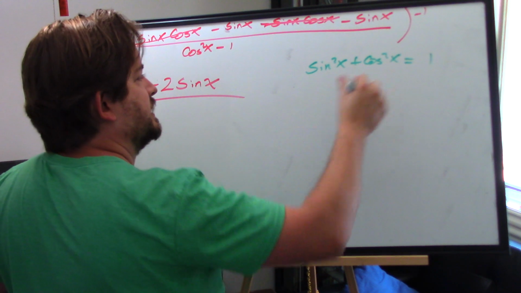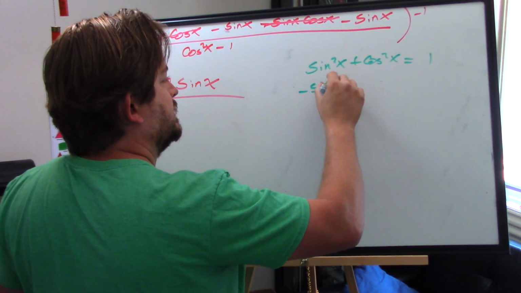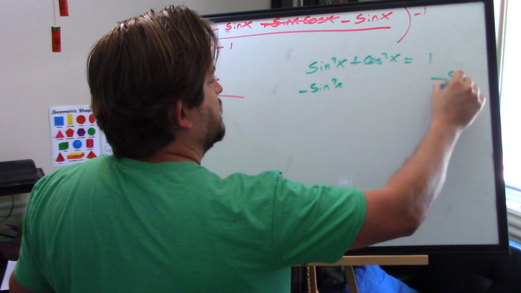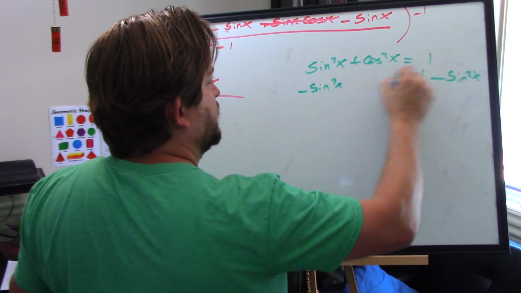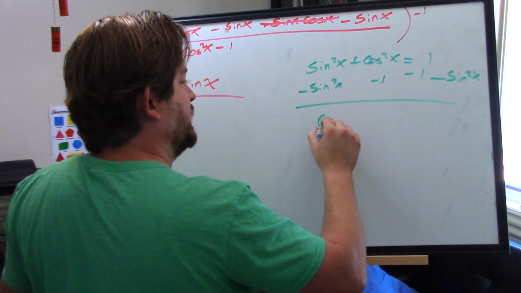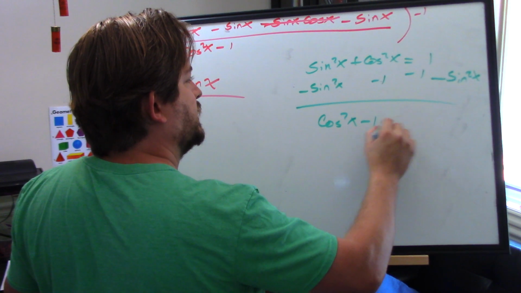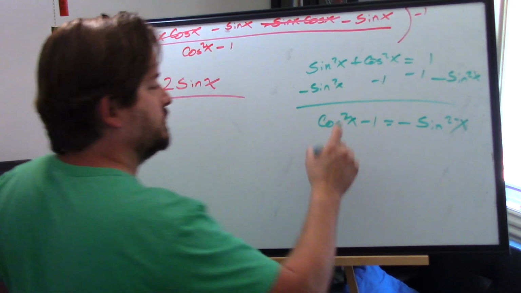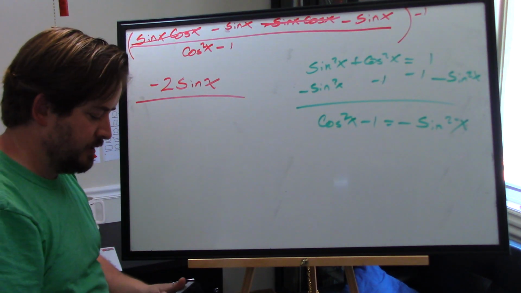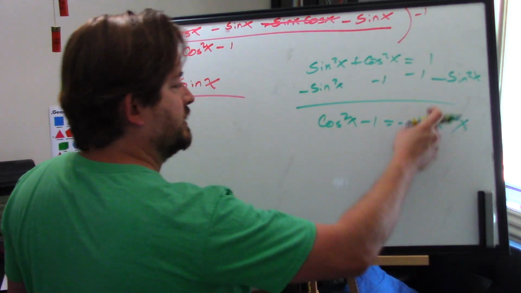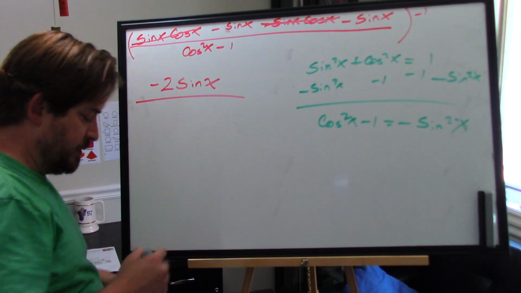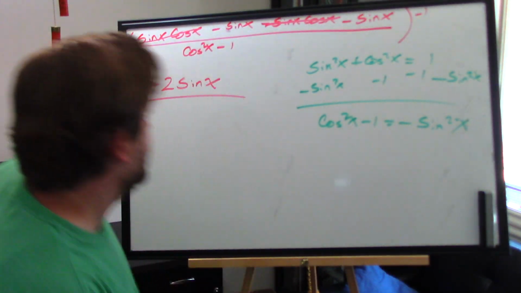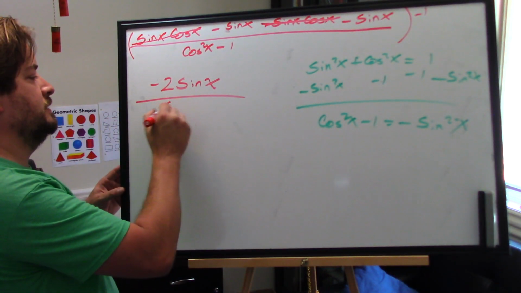If I subtract the sine squared x and subtract the 1, that gives me that cosine squared x minus 1 is equal to the negative sine squared of x. So watch out for the signs there, right? Make sure that if you do a Pythagorean, you can arrange it correctly so that you get the right sign. But that turns my denominator into sine squared of x.